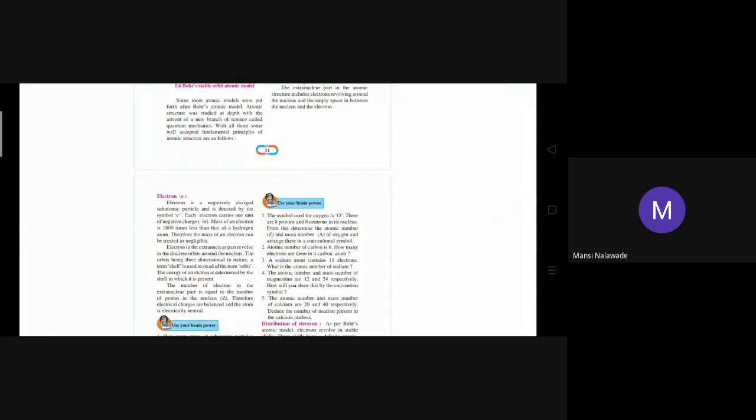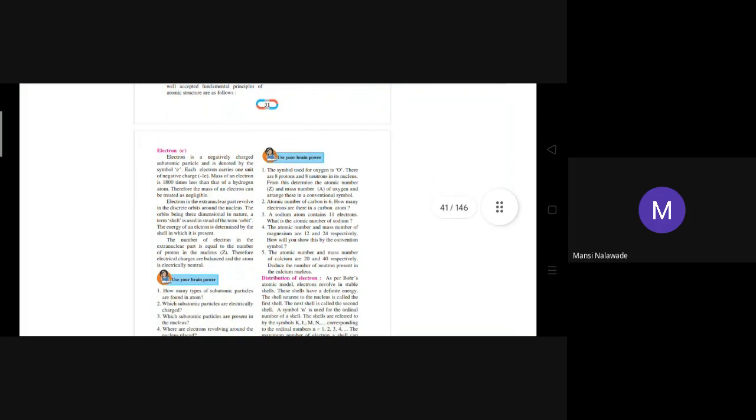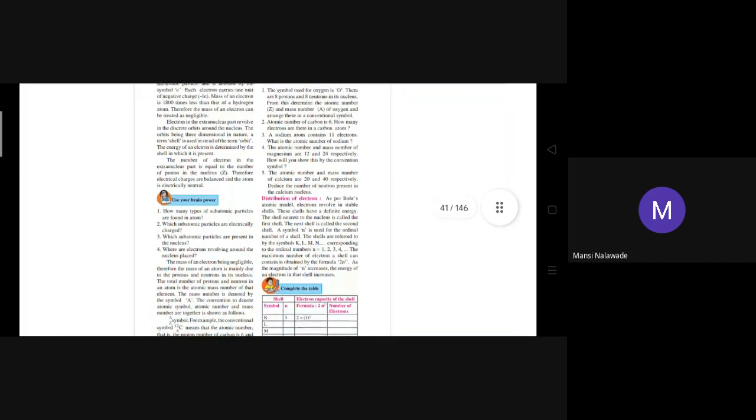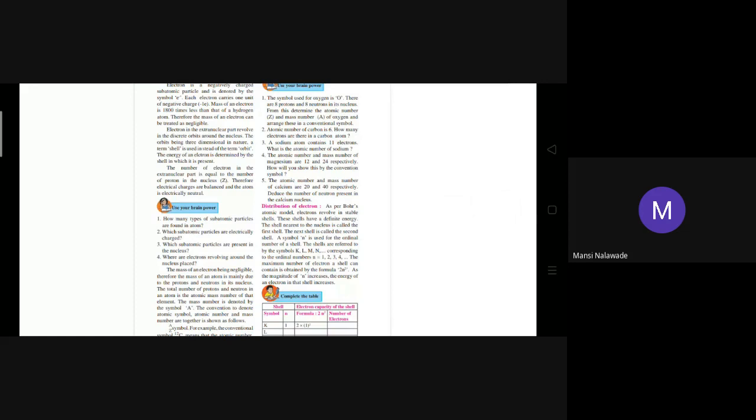And the mass of an electron is 1800 times less than that of a hydrogen atom. Therefore, the mass of an electron can be treated as negligible.